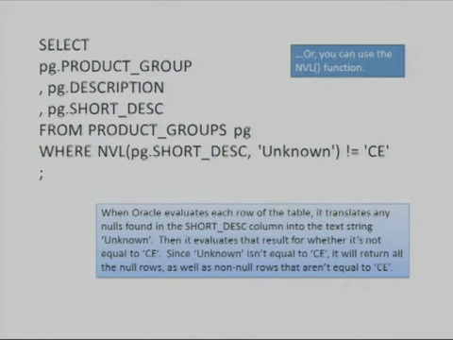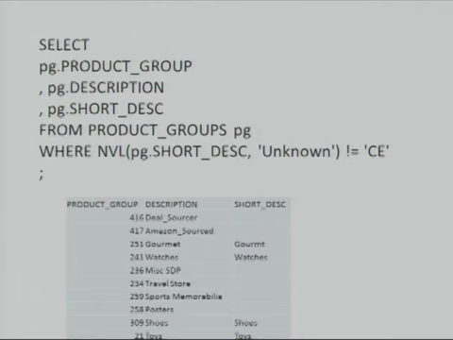And in this case, there's something additional. You put a comma, and then this is what the SQL will return anytime it finds a null in this column. And then it evaluates whether the result of that is not equal to CE. And so here, if it finds a null, it's going to translate a null into unknown, and then it's going to say, okay, is unknown not equal to CE? That's true, so it should return that result. So we get the nulls as well as the things that are not null and not equal to CE.